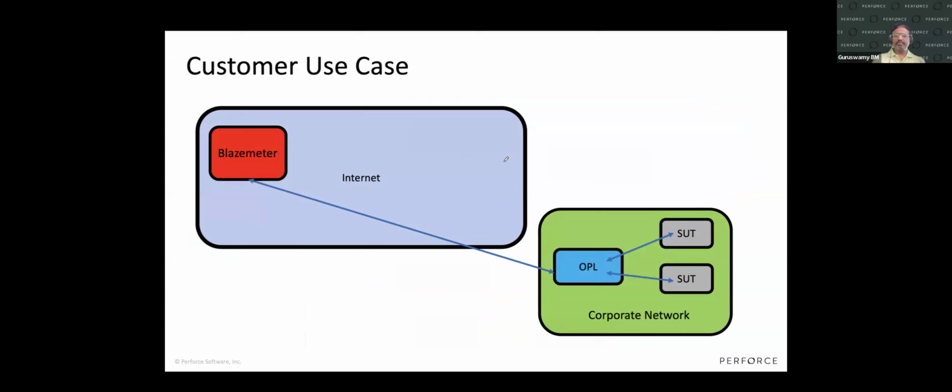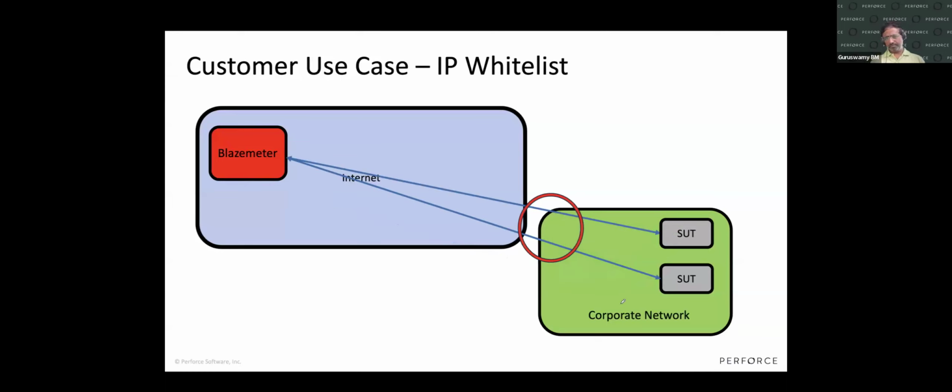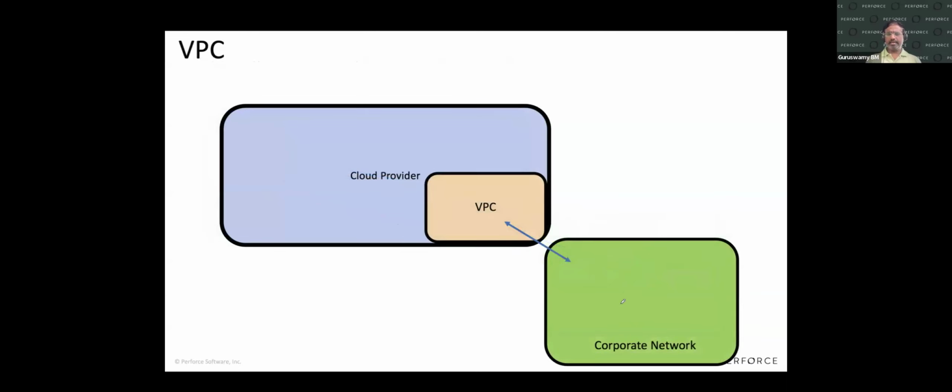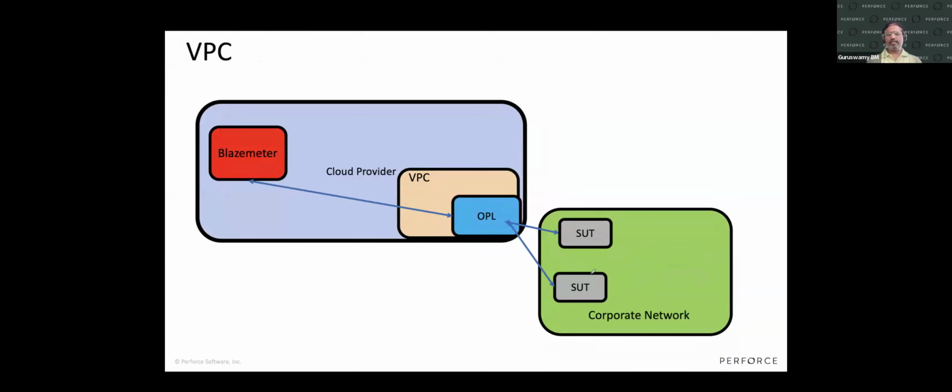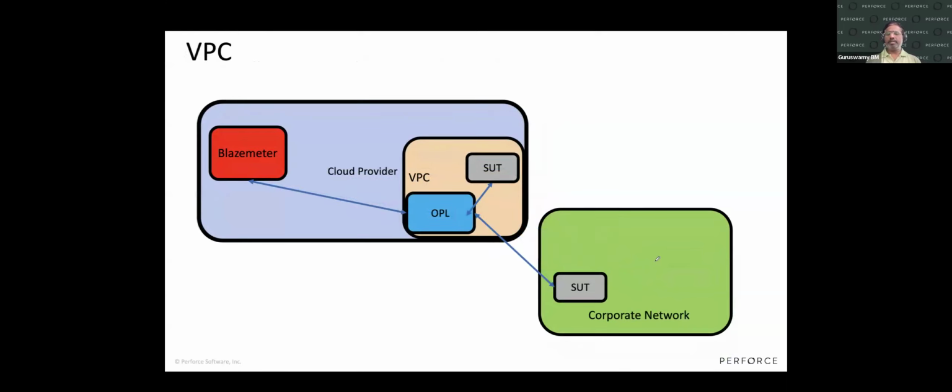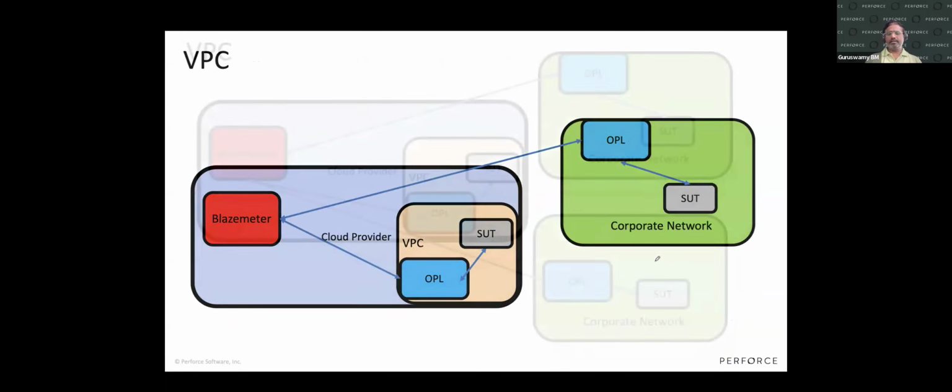We have some customer use cases as well. Suppose I want an internet and a corporate network, and this is OPL, the on-premise locators, which is one of the options we discussed. Also we have IP whitelisting, and you can use virtual private networks as well. We can put it in the network, and some of them in your network. So there are a lot of combinations you can connect.